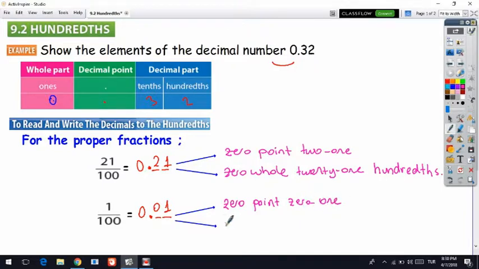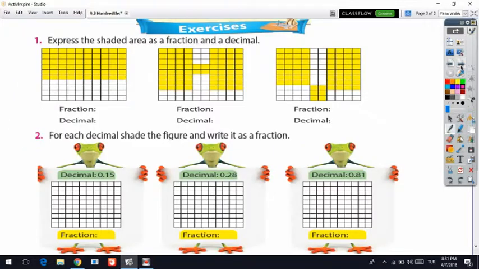0.01. Also, how can we write this? 0 whole. So what number is that? 1. 1 is in the hundredths digit. That's it. Okay, now let's talk about questions, some exercises.